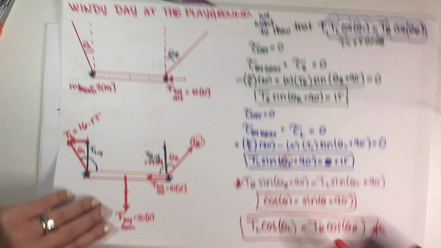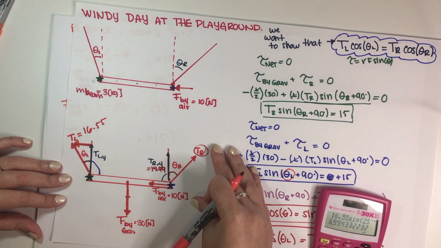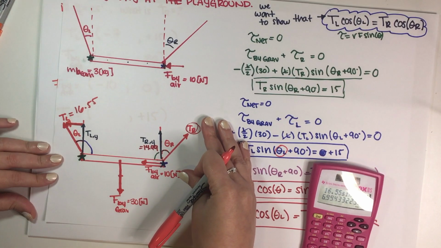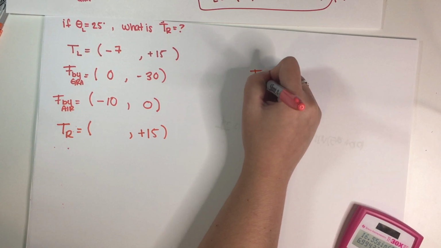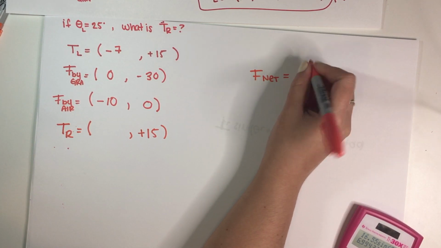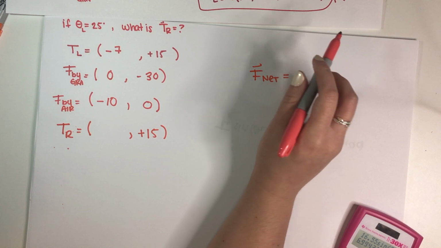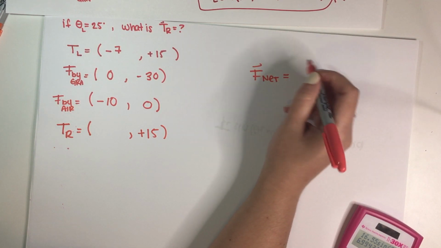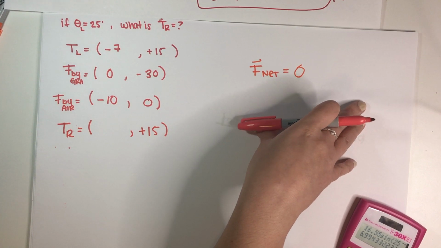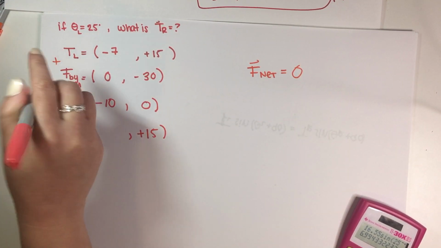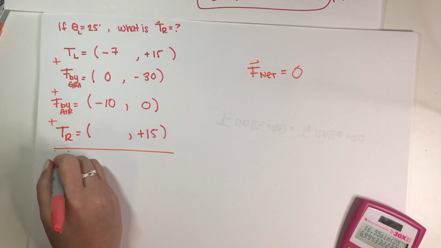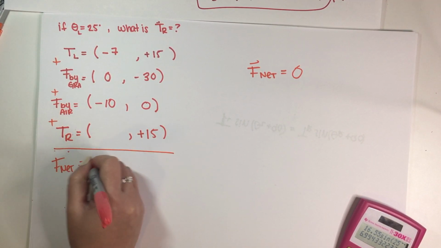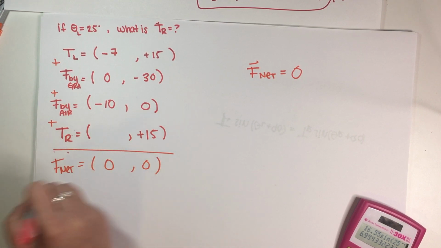Now, why am I writing these vectors like this? Well, as we know, this entire swing is balanced, which means that it is not rotating, but also it is not moving in space. Because the swing is not moving in space, that means that if you add up all of the forces acting on your system, the sum of all of the forces has to be equal to 0. So that means that TL plus force by gravity plus force by air plus TR has to be equal to a net force of 0 and 0.